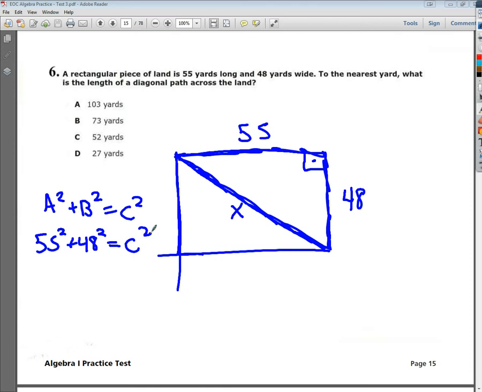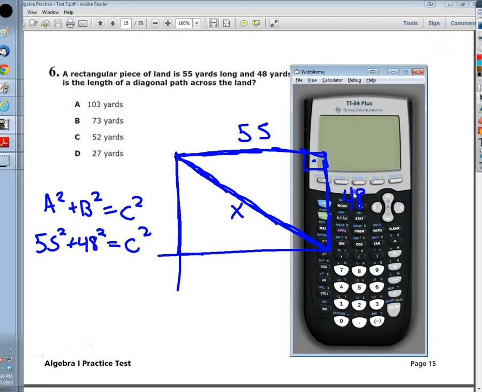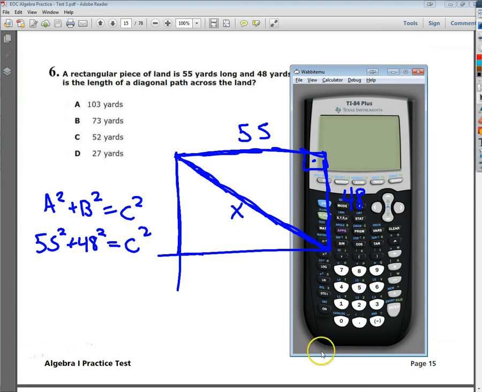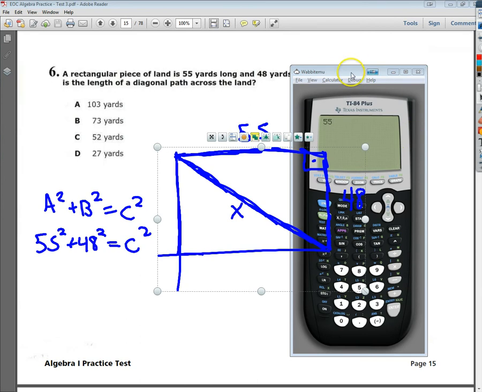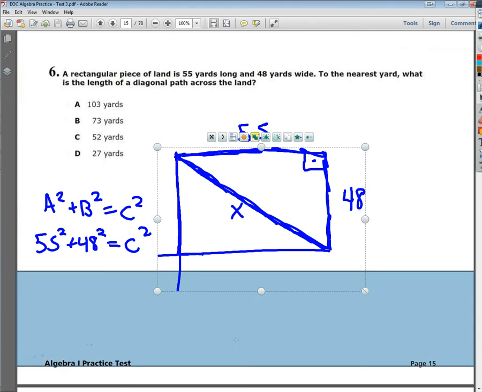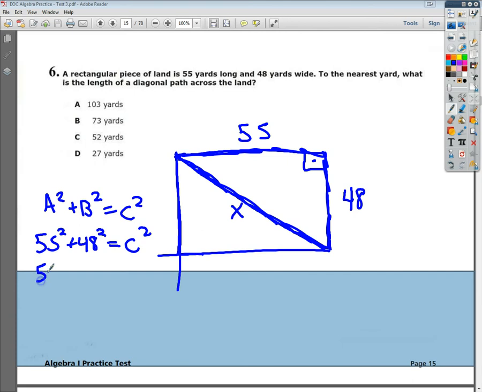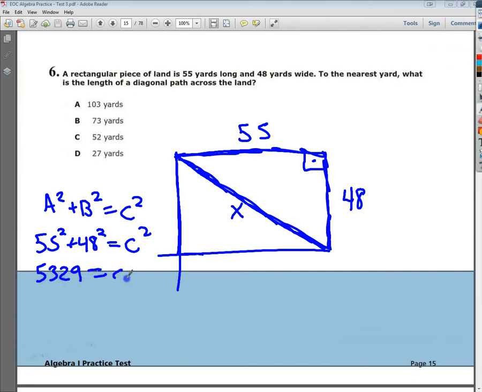And from here, I might go into my calculator, assuming I can get my hands on it, and type in 55, well, it helps if you turn it on, doesn't it? 55 squared plus 48 squared, and you get 5,329. So I have 5,329, and then end up with c squared.